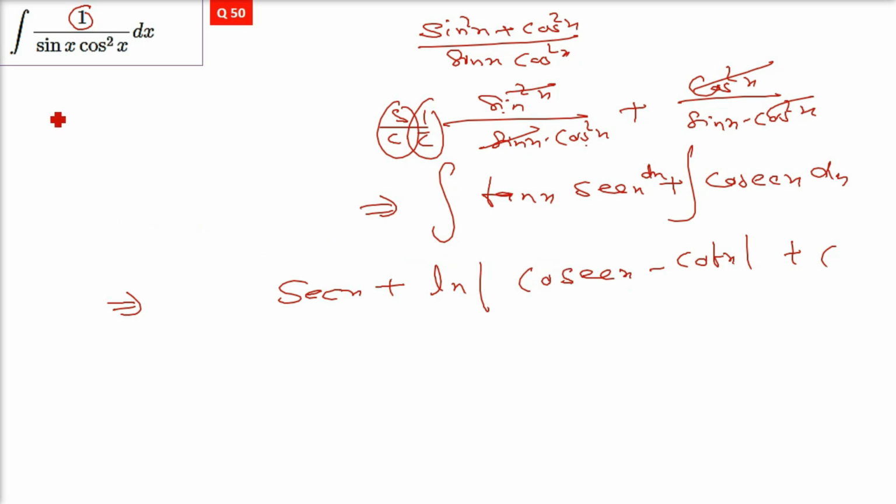Now you can make this cosec x minus cot x simpler. Cosec x is 1 by sin x. Cot x is cos x by sin x. So 1 by cos by sin. So this is tan x by 2. You already know that this is equal to tan x by 2.